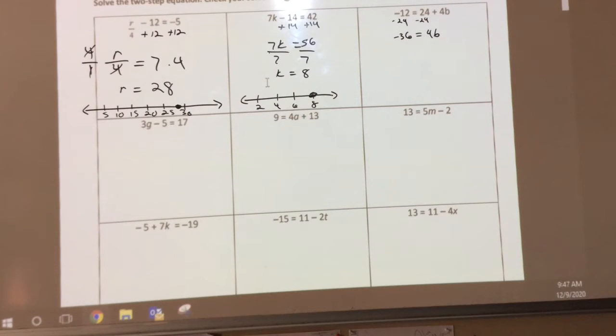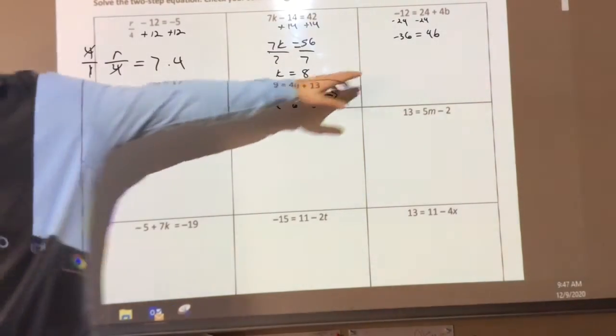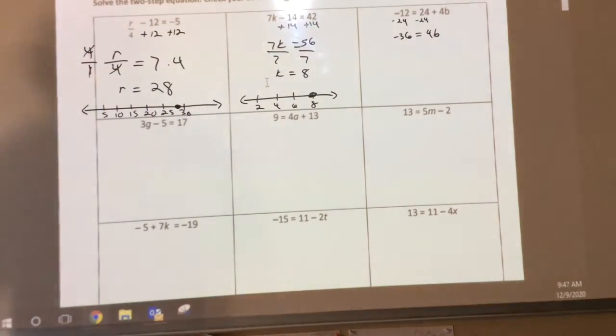My handwriting is just so terrible. This isn't actually a negative 36. We're going to divide by the 4b. But, Mr. Anderson, I'm so happy that you know how to do that. Thank you, sir. Appreciate that.